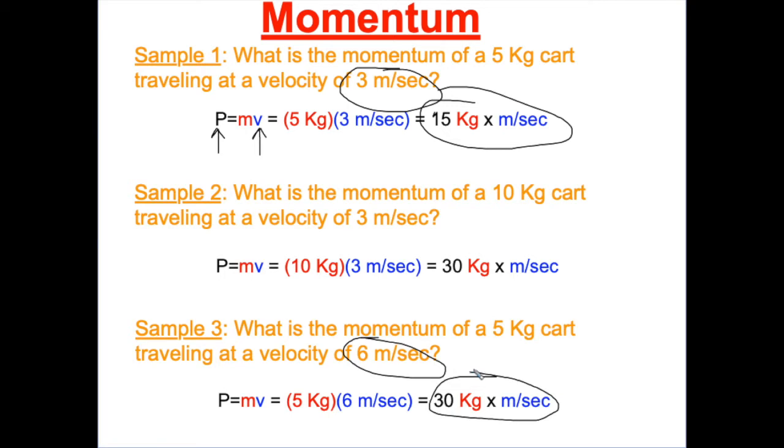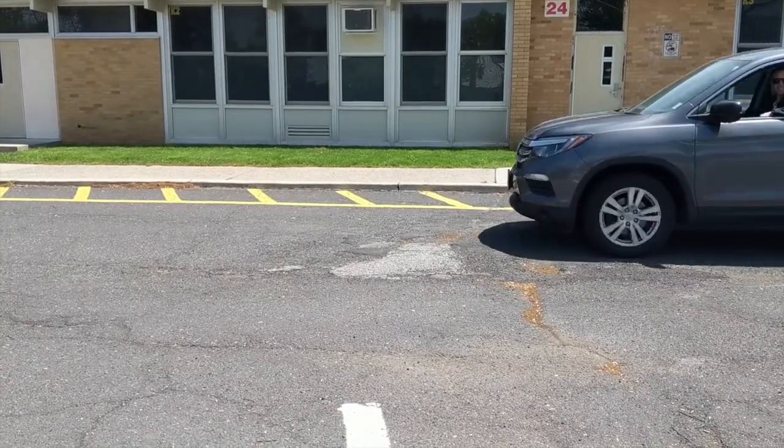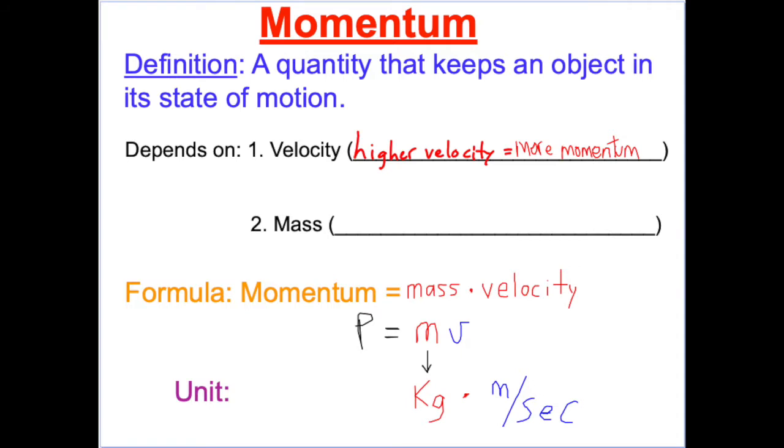And that makes sense. A fast-moving car has much more momentum than a slower-moving car, and it is harder to change the faster car's motion. Momentum also depends on velocity. The higher the velocity, the more momentum there is.